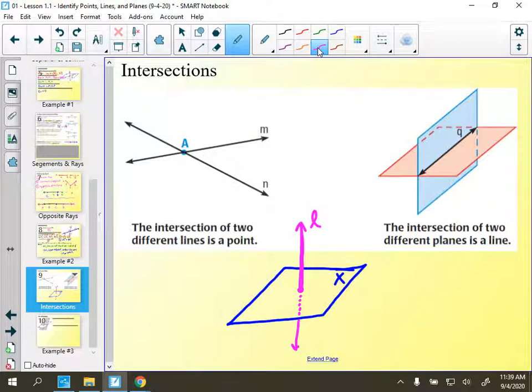What is the intersection of this line L and this plane X? How do we describe it? We're probably going to need a name for it there. So I'm going to call this spot point A, and that's exactly what we would say. We would say the line L intersects plane X at point A. So it's a similar idea that the intersection of a line or a ray or a segment and a plane will also be just a single point.